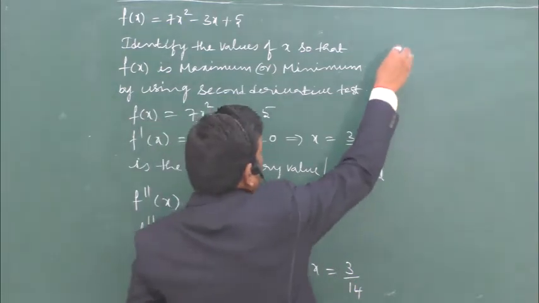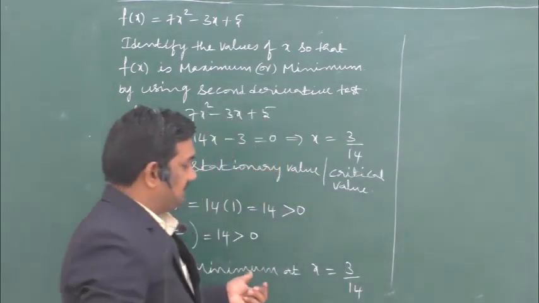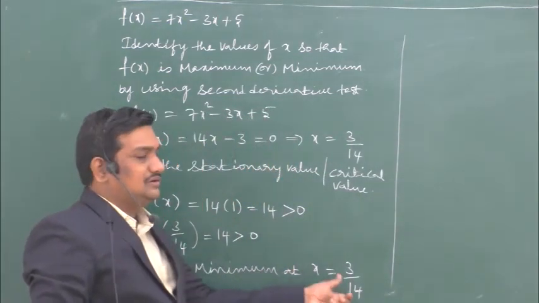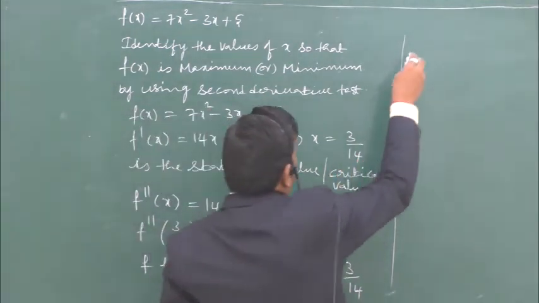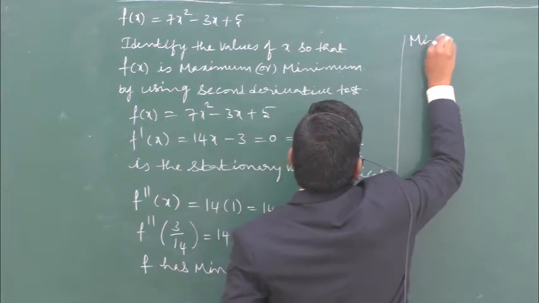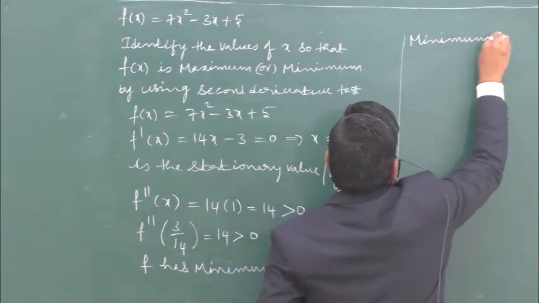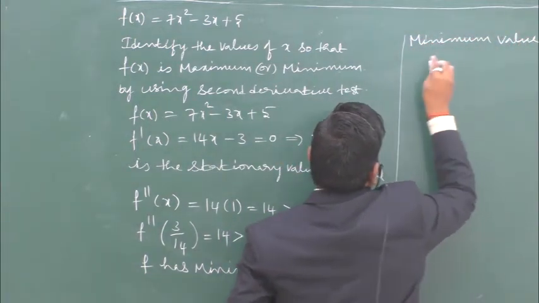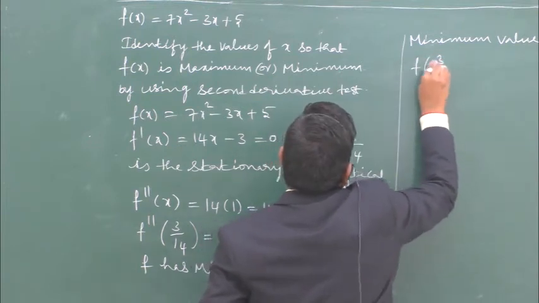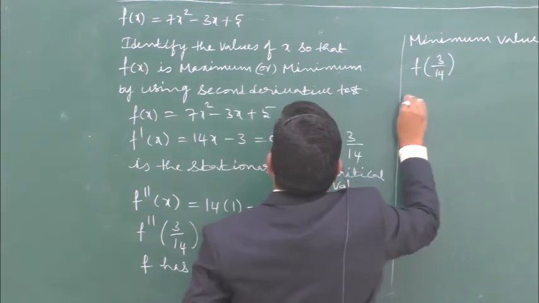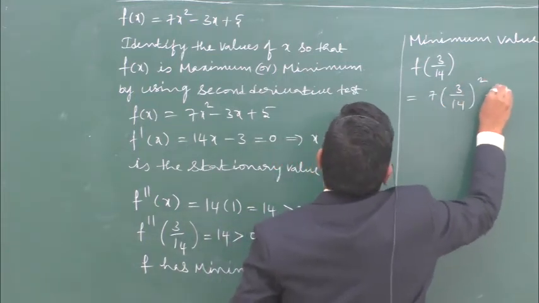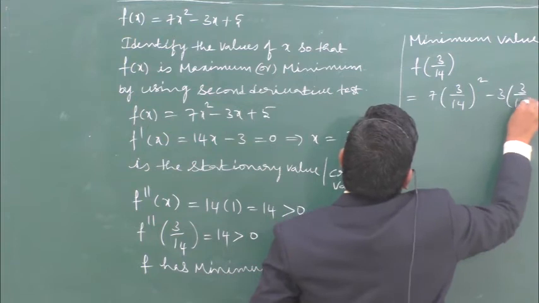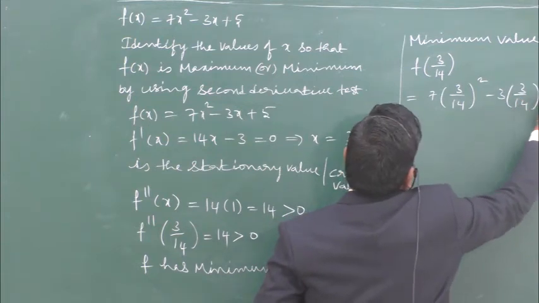Now the conclusion part. We have identified that at x equal to 3 by 14, we have a minimum, and you need to find the minimum value also. So the minimum value is f of 3 by 14, which equals 7 into 3 by 14 whole square minus 3 into 3 by 14 plus 5.